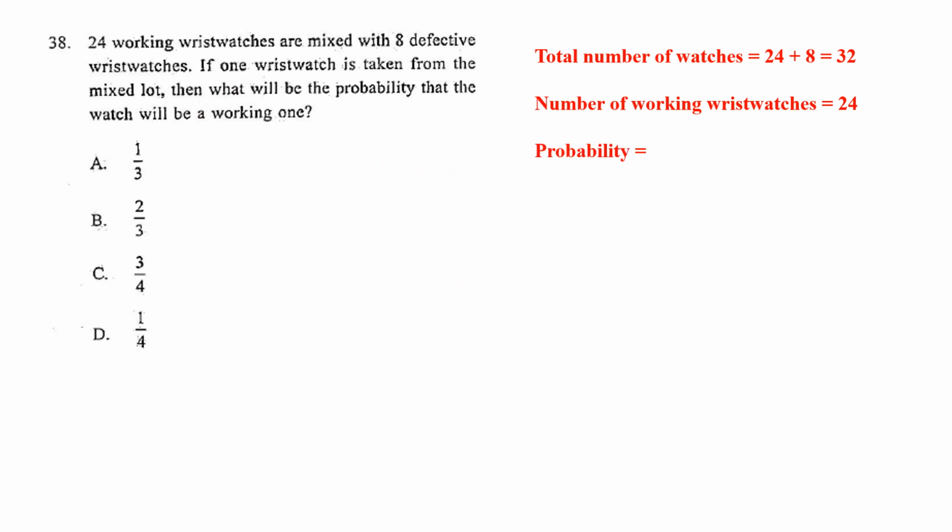So probability will be, the formula is favorable outcome divided by total number of outcomes, and your favorable outcome is 24. So it will be 24 divided by 32, right? And if you use the 8 table for simplification, 8 threes are 24, 8 fours are 32. So you are going to get 3 by 4, and your C is the correct option.